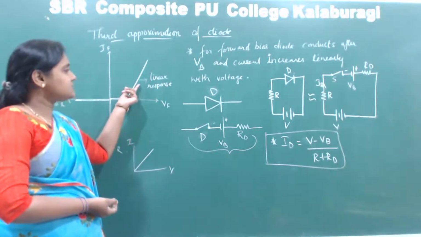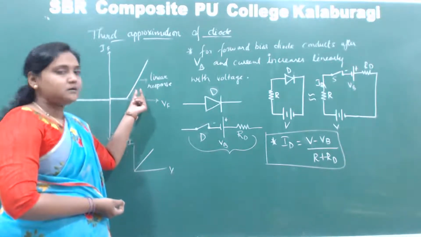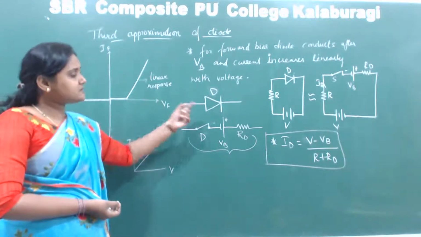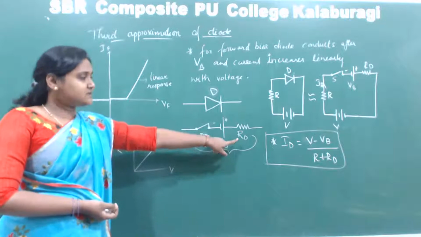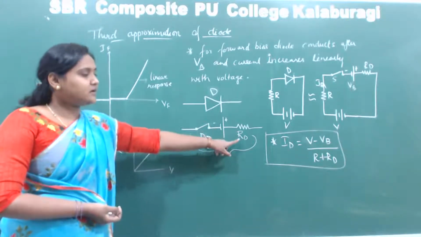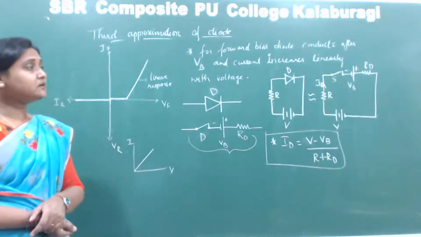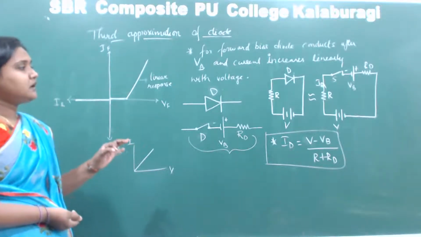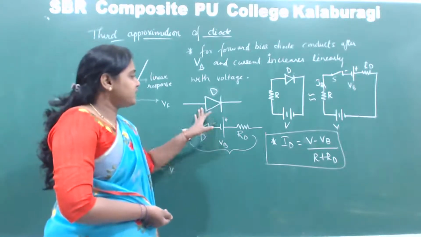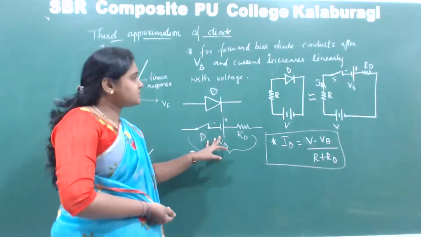Whenever we observe this linear response, we say that the circuit is offering some resistance. That's why the resistance is replaced by the diode resistance RD here. So the diode is replaced by a switch, a barrier potential and RD. Okay, so this is the third approximation. The graph is important. This representation of the diode with respect to the third approximation is important.